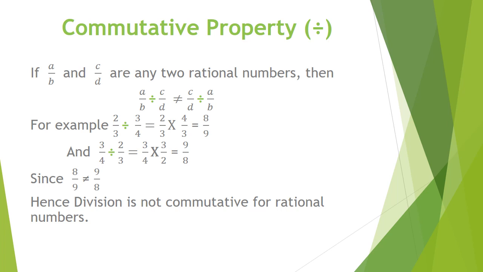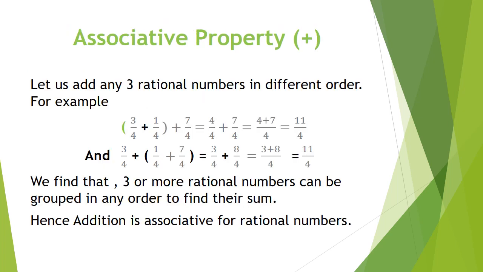Thus we conclude that addition and multiplication are commutative for rational numbers, but subtraction and division are not commutative for rational numbers. Next property is associative. Let us add any three rational numbers in different order. For example, start the bracket 3 by 4 plus 1 by 4, close the bracket, plus 7 by 4.